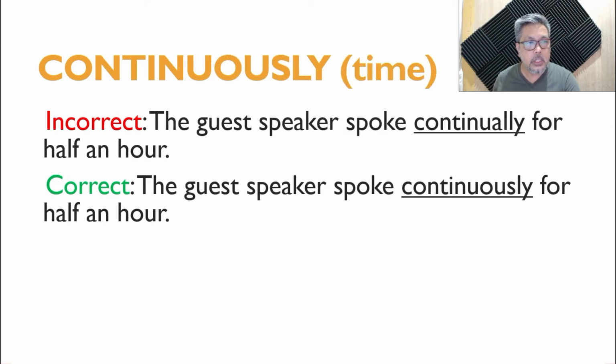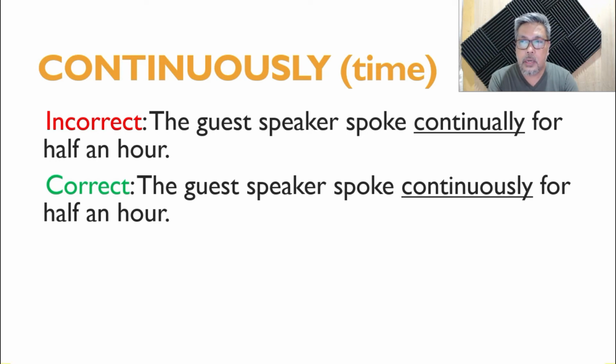Let's have continuously this time, and we're talking about time. So the guest speaker spoke continually for half an hour. That is incorrect. We're talking here about something that happened uninterrupted. So the correct word is continuously. The guest speaker spoke continuously for half an hour.